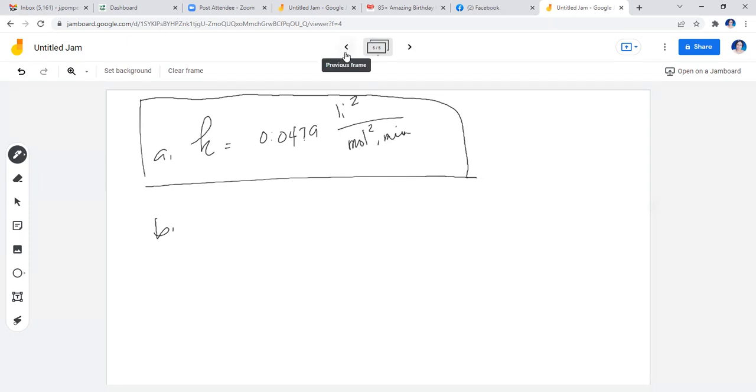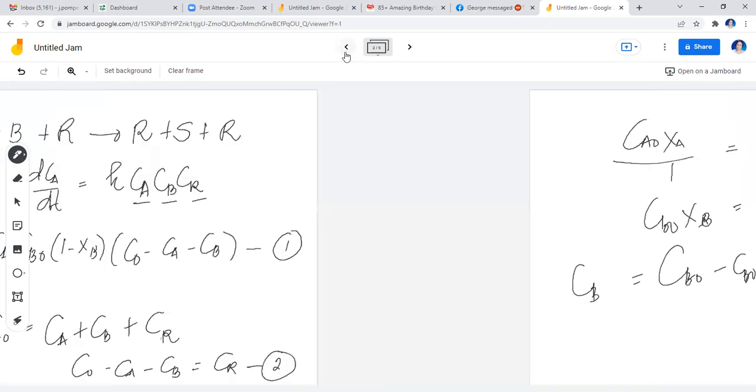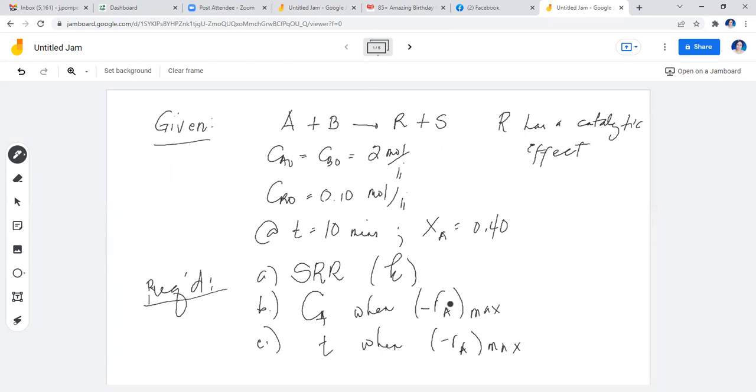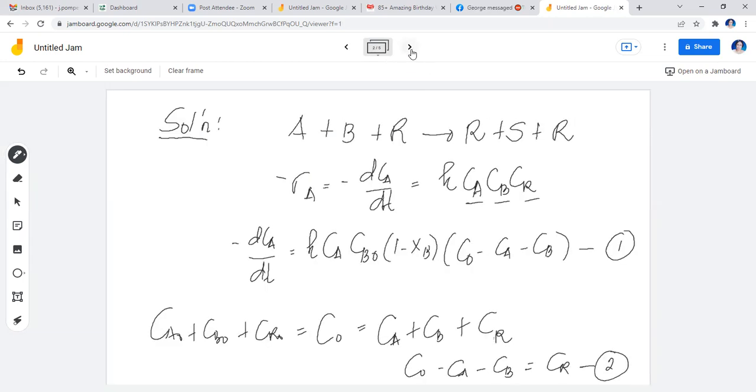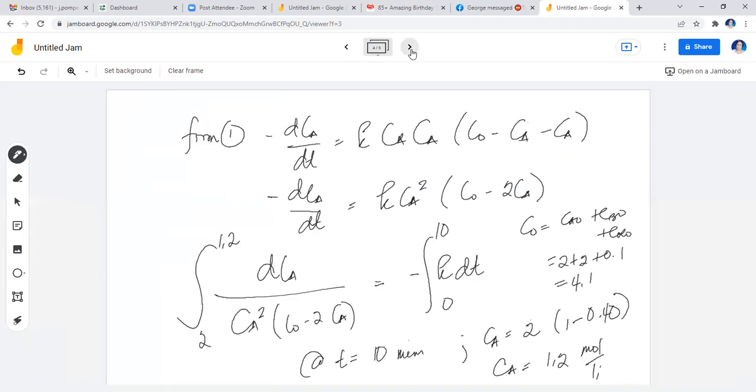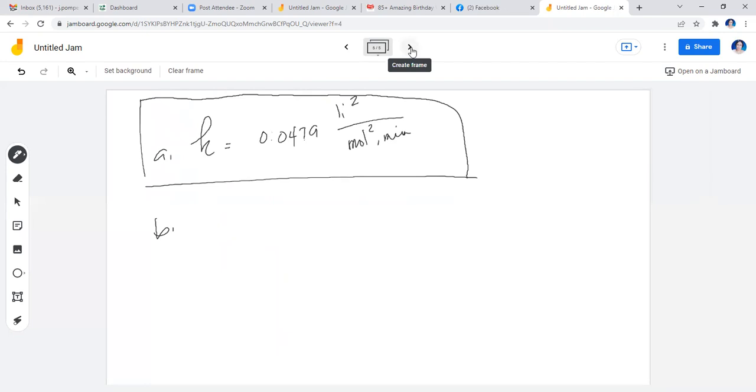So for letter B, you are asked to determine the concentration when rate is maximum. How will you find this? The concentration of A when rate is maximum. Any suggestion? So I'll write the rate law here because we're talking of when rate is maximum. Originally, your rate law is like this.